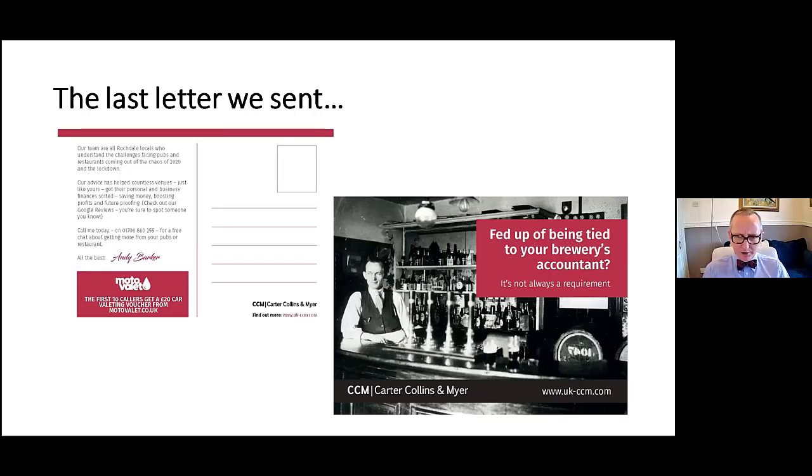Again, if you look at the wording, almost the same sort of stuff as was in the letter. Our team are all Rochdale locals who understand the challenges facing pubs and restaurants coming out of the chaos of 2020 and the lockdown. Our advisors help countless venues, just like yours, get their personal and business finances sorted, saving money, boosting profits, and future-proofing.